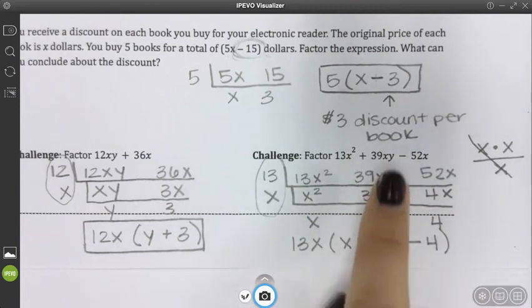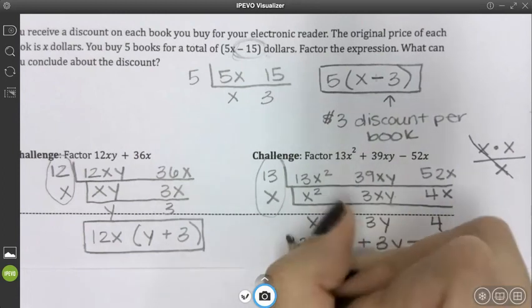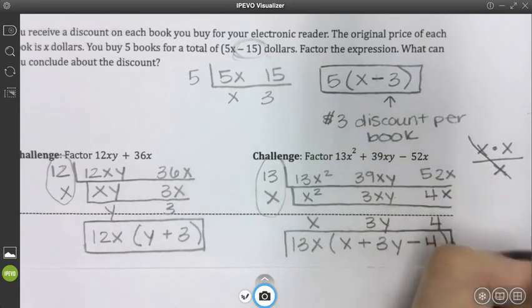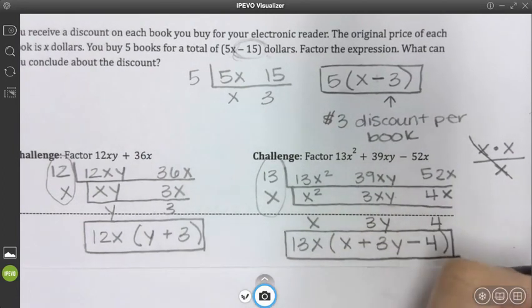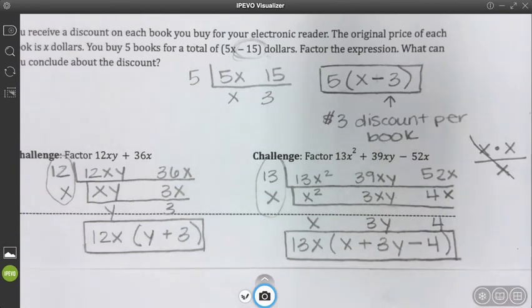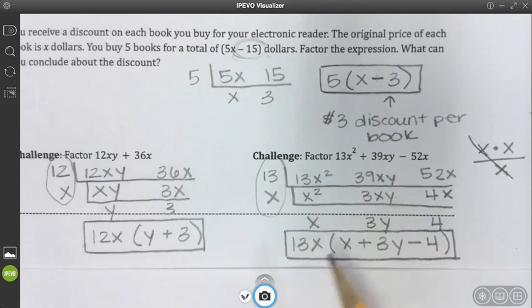Please make sure you're checking the operations for your final answer. And if you'd like to check your work, you can distribute to make sure it looks like your original. 13x times x is 13x squared. 13x times 3y is 39xy. And 13x times 4 is 52x. And there are your notes for section 5.5.